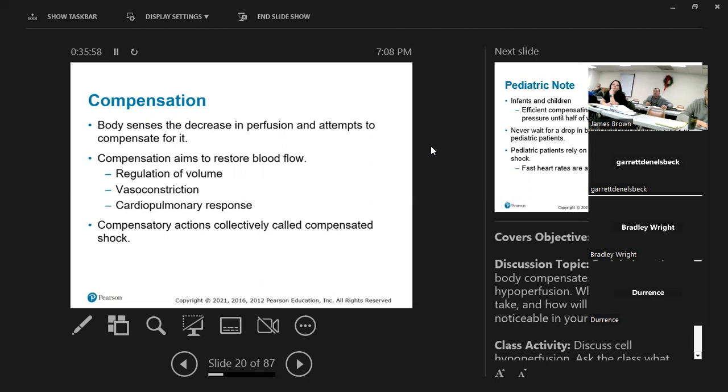All right, so we talked a little bit about compensation. So the body senses this hypoperfusion and attempts to compensate for it. So like I said, this is your 15% to 30% blood volume loss within the body. The body is going to start to compensate for it. So it's going to regulate how much volume is in the body, starting to shunt off. Vasoconstriction, cardiopulmonary response. Like I said, heart rate goes up, breathing goes up, but blood pressure is typically going to stay relatively stable, okay? It's when you start looking at decompensation, if you start to see your blood pressure start to drop, start to get on it, because that's a bad sign.